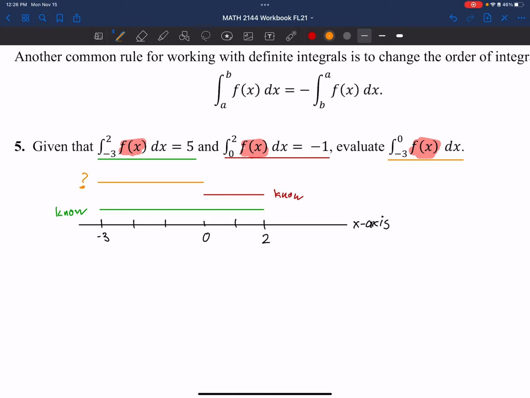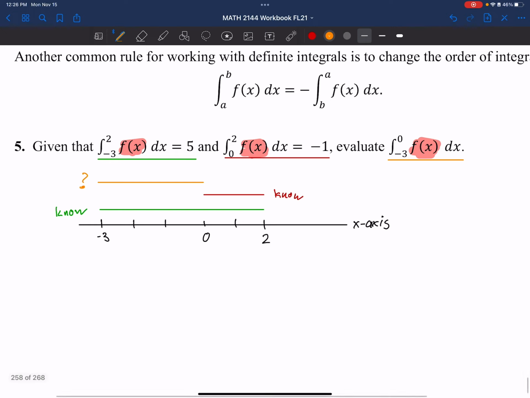Anyone think they know? You looked at me wrong. Do you think you know? Yeah. What do you think? 6. We have a 6 up here. Anyone else get a 6? 6 is the correct answer. Very good. Let's go over it.